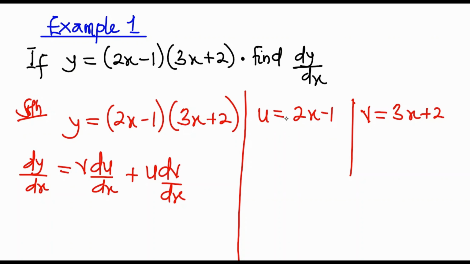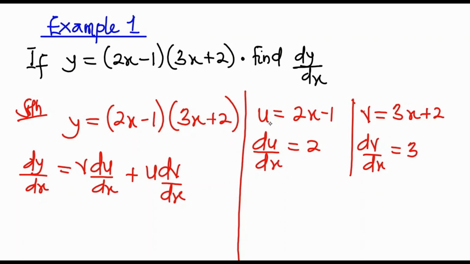Once we are done, we find their derivatives with respect to x. So here we have du/dx equal to, when we differentiate 2x minus 1 with respect to x, 2. And then we move to the function represented by v, which means dv/dx will be equal to, when we differentiate 3x plus 2 with respect to x, 3.